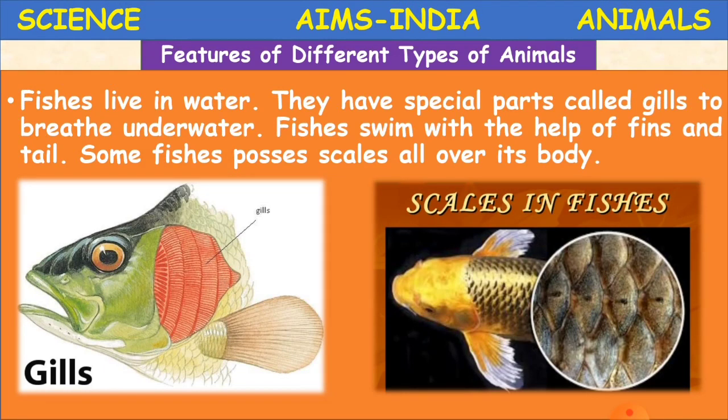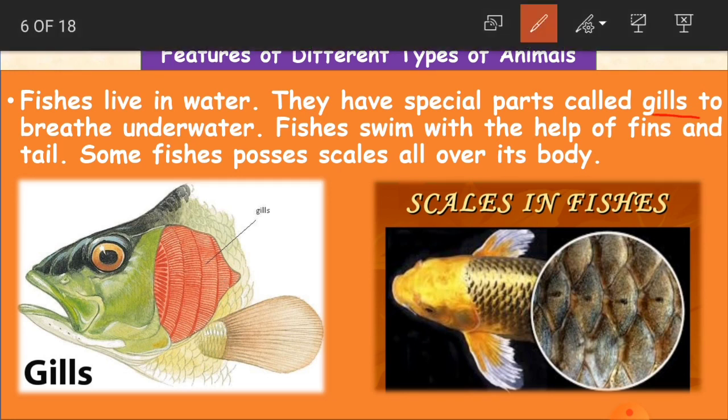Fishes live in water. And they have special parts called gills to breathe underwater. What are these parts called? They are called gills. And why do they have gills? To breathe underwater, because they live in the water and they have to breathe. For their breathing facility, they have got gills. See here in the picture, this is how gills look.